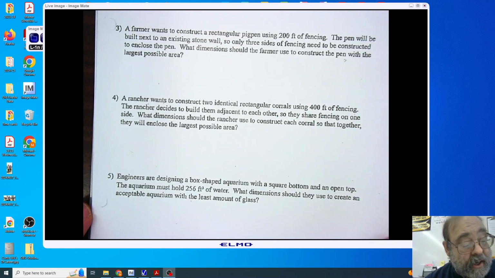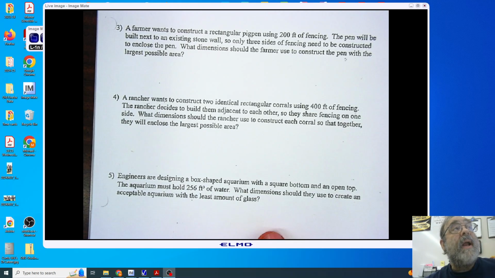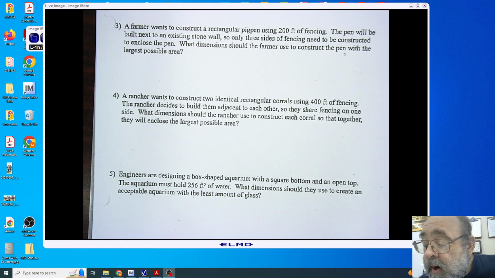It is simply geometry. We have an engineer designing a box-shaped aquarium with a square bottom and an open top. The aquarium must hold 256 cubic feet of water. What dimension should they use to create an acceptable aquarium with the least amount of glass? That means we want the least amount of surface area.